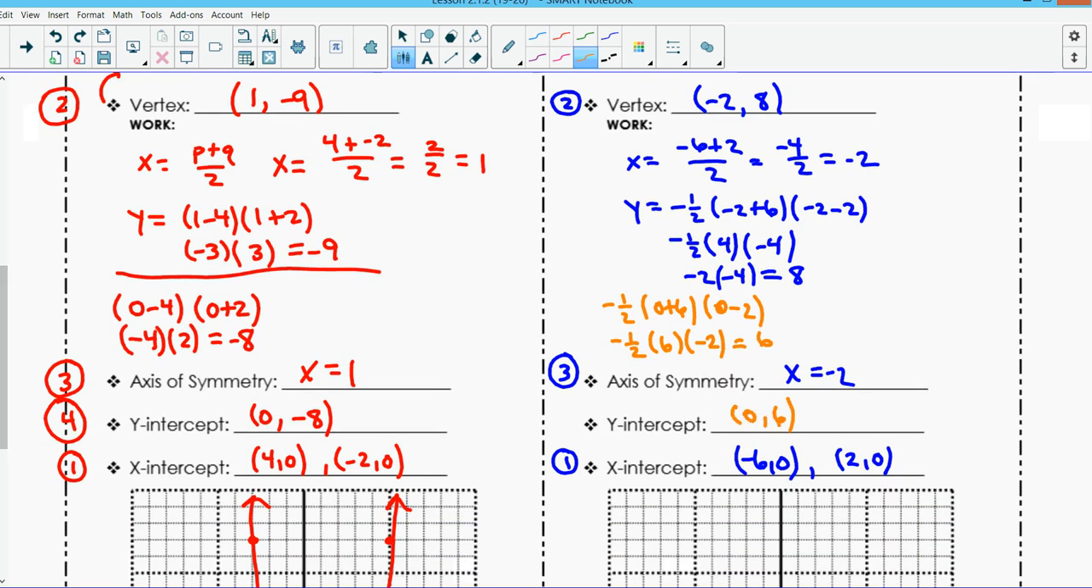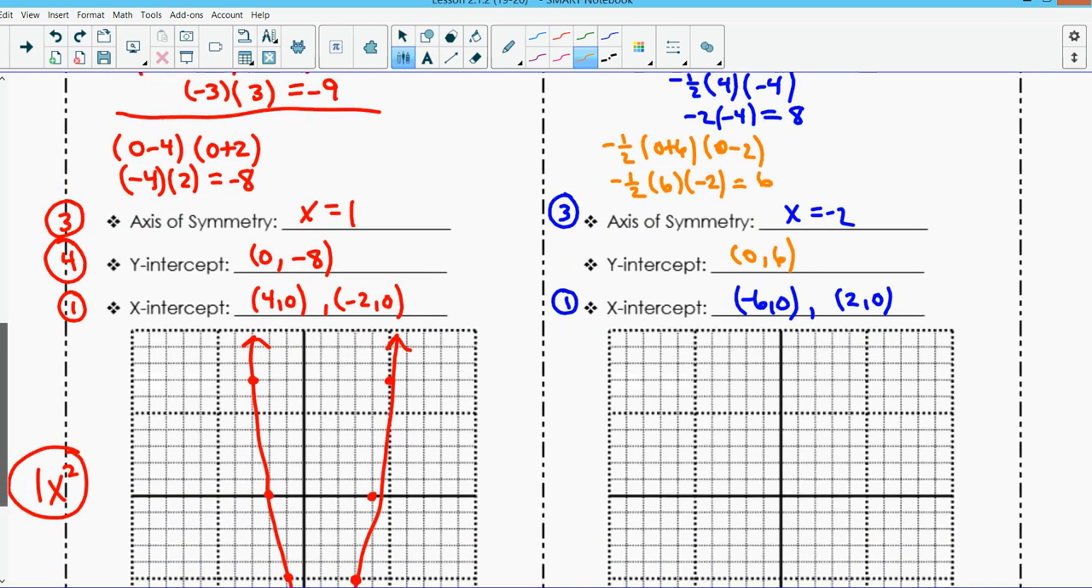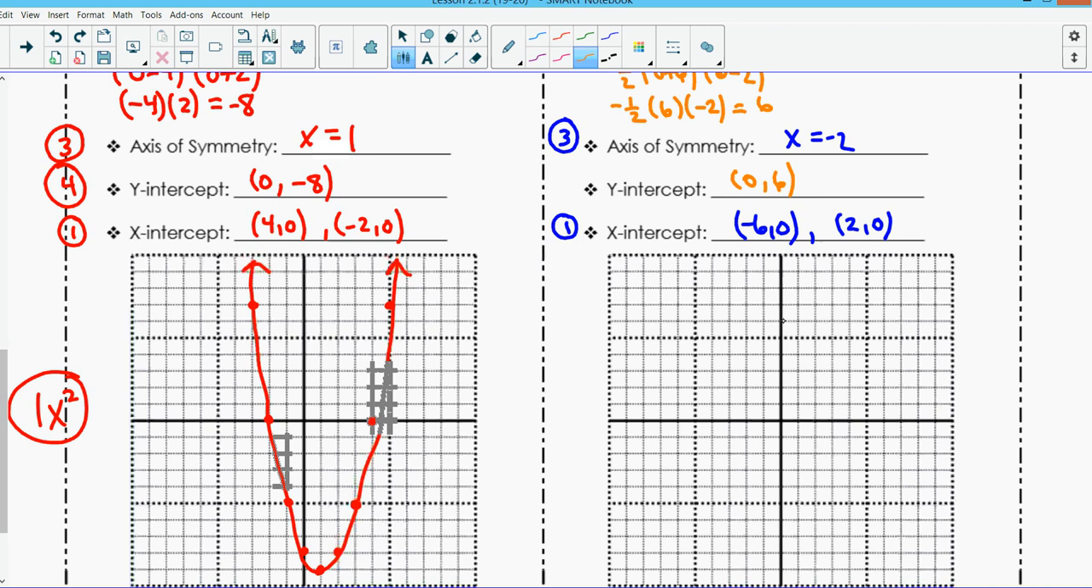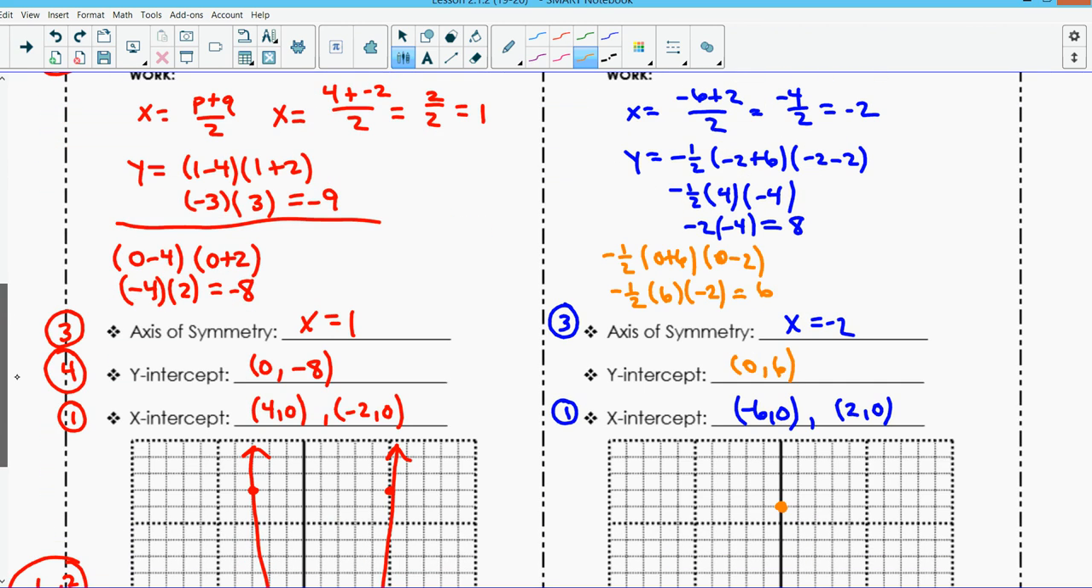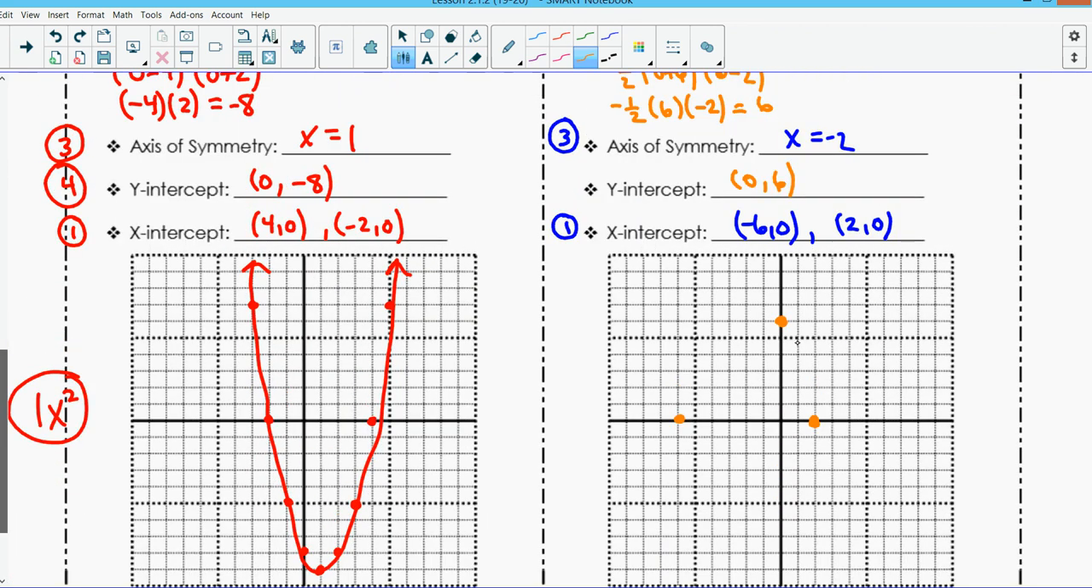Okay, I'm going to plot all 4 of those points just to make sure everything lines up. So I have (0, 6) as my y-intercept, (-6, 0) as an x-intercept, and so is (2, 0). My vertex is at (-2, 8). Let's see, (-2, 8). My a value, what was my a value?